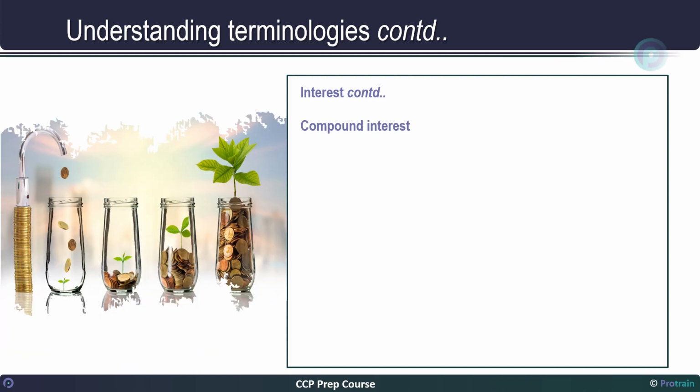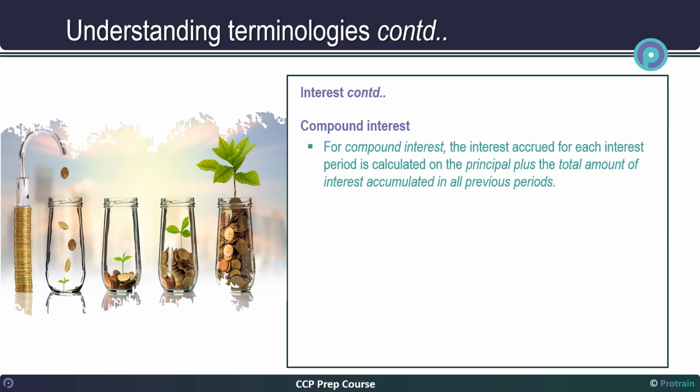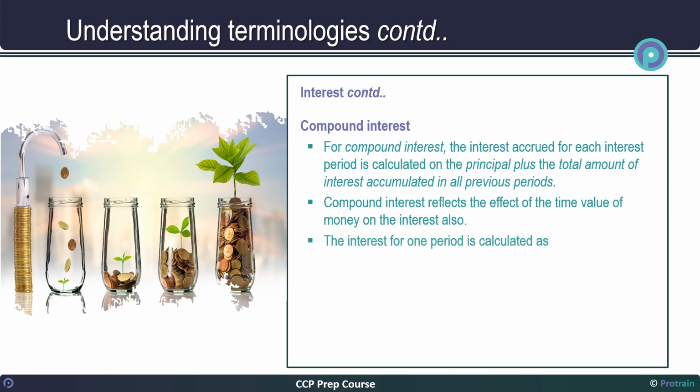Compound interest. For compound interest, the interest accrued for each interest period is calculated on the principal plus the total amount of interest accumulated in all previous periods. Compound interest reflects the effect of the time value of money on the interest also. The interest for one period is calculated as interest equals principal plus all accrued interest, multiplied by interest rate.